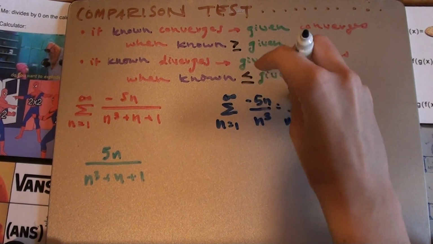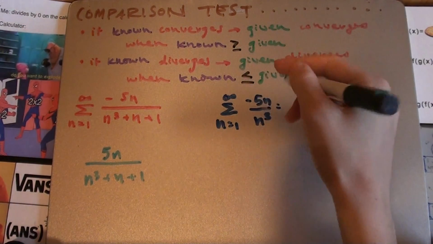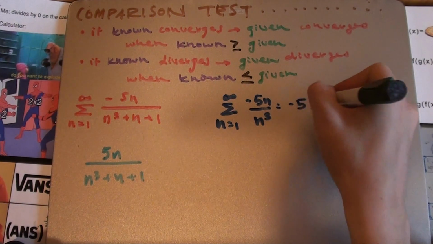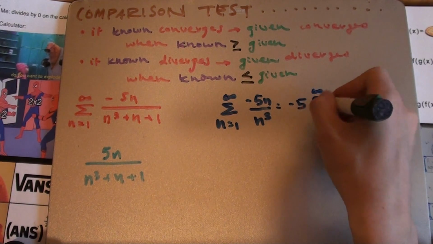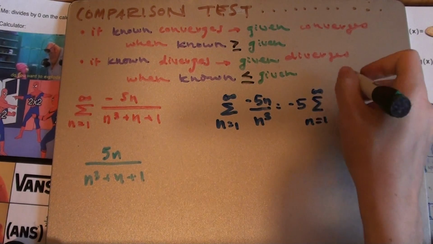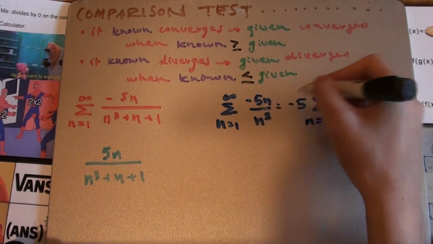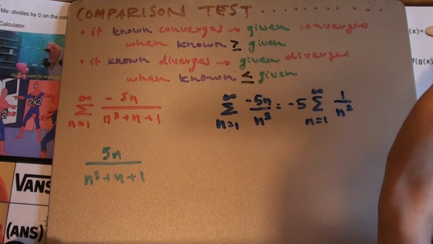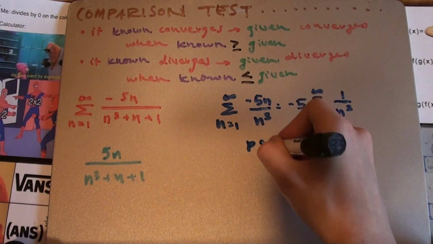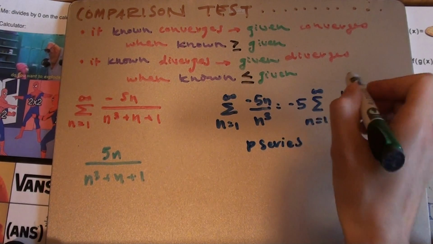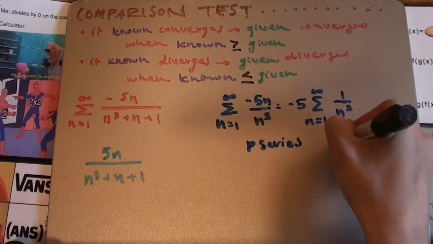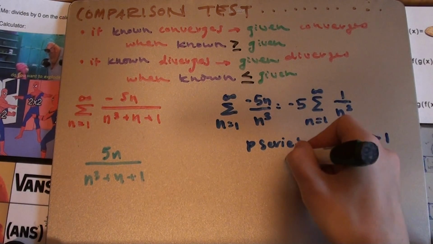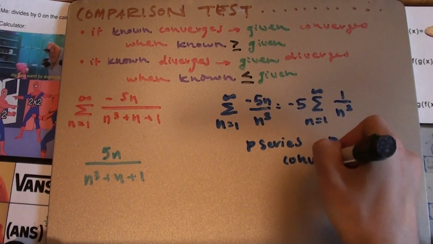I'm going to pull my 5 out front, so we're going to have 5 times the series from 1 to infinity, and our n's cancel out, so we have 1 over n squared. That's a p-series. To determine whether it's convergent, we identify our p, which is 2 here. Since 2 is greater than 1, we know that this p-series is convergent.